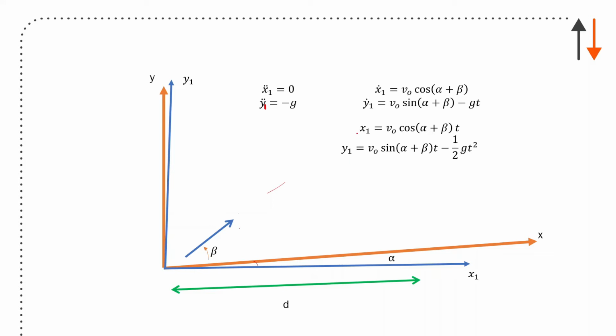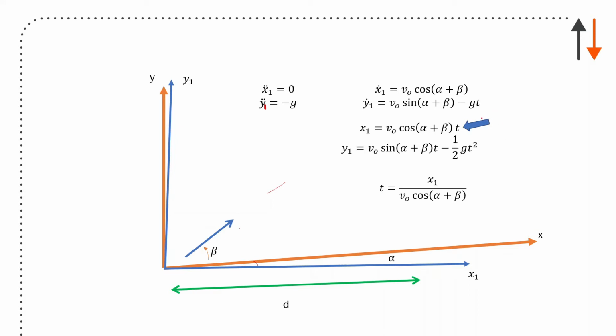Finally, I have x1, which is equal to v naught cos alpha plus beta t. That's the distance horizontally that I'll travel along the x1 axis, not the x, because it's, again, slightly off. y1 is equal to v naught sine of alpha plus beta t minus 1/2 gt squared. So a standard projectile motion problem with the slight twist that it's at an angle with respect to the horizontal.